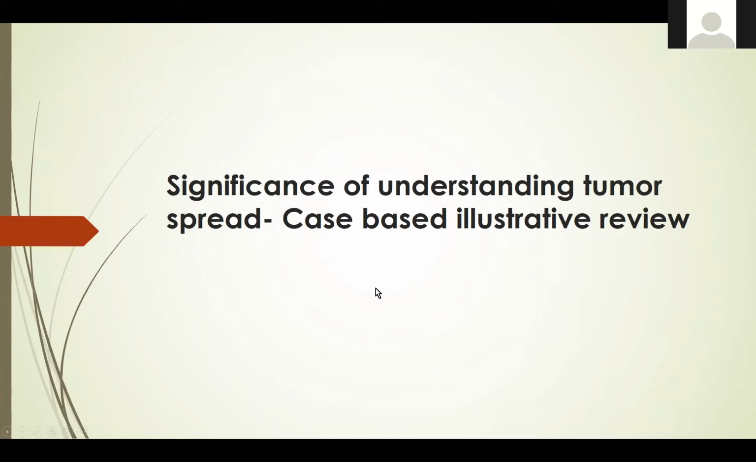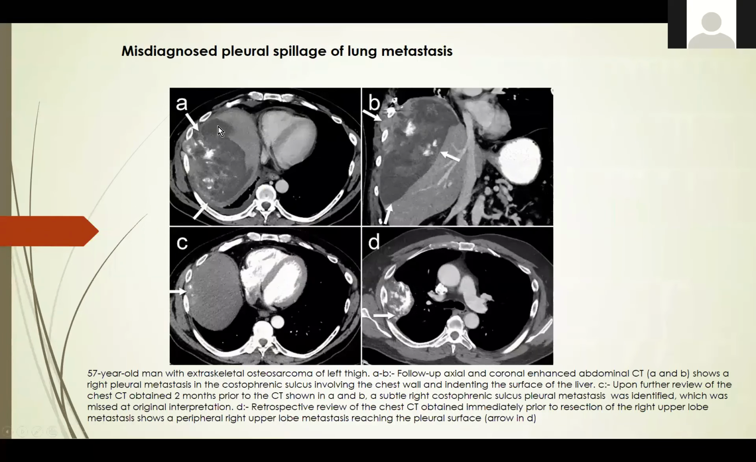So what is the importance of this? I'm just going to show some missed and misinterpreted cases. That tells us why all radiologists need to understand these concepts. This was an unfortunate patient with osteosarcoma. This was somehow misinterpreted as liver metastasis. This is a patient with extraskeletal osteosarcoma who had known lung metastasis.